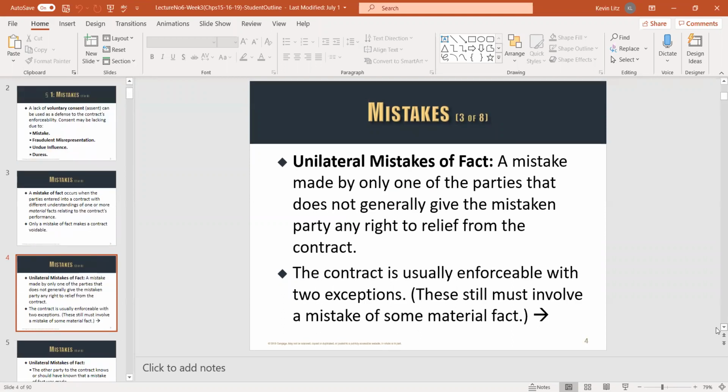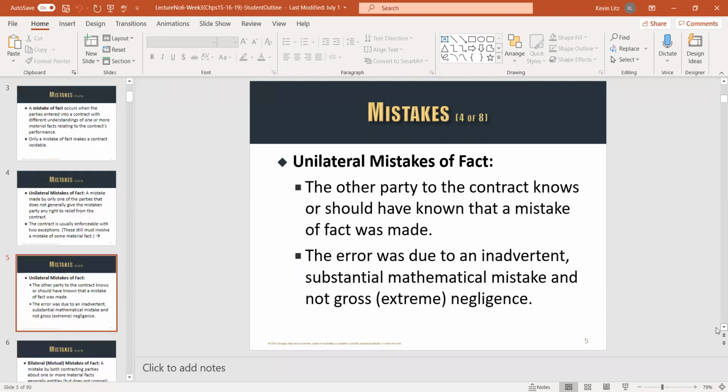Unilateral, let's say that only I misunderstood what you were saying when you sold the car. Well, if both of us misunderstood, we both had a mistake of fact, then usually the court can set it aside because we both misunderstood. But if only one of us had a mistake of fact, that doesn't automatically allow you to set it aside. Rather, the contract can be enforceable unless the other party knew or should have known a mistake of fact was made.